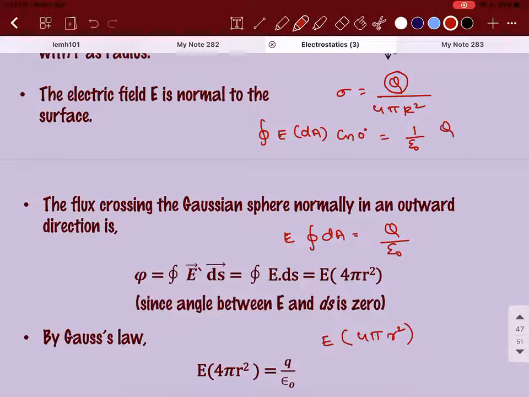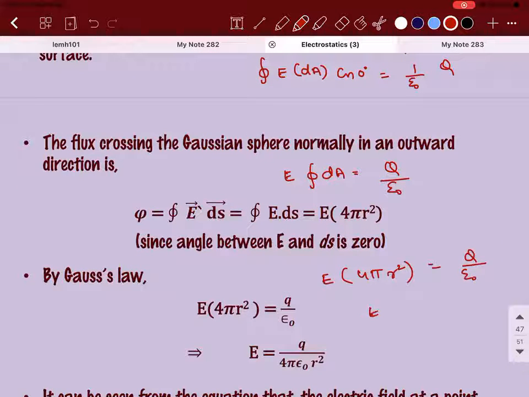Right. So E into 4 pi r square is equal to Q divided by epsilon naught. So E will be equal to capital Q divided by 4 pi epsilon naught small r square. Accepted. So this is going to be the value of the electric field outside the spherical shell. At a distance of how much? At a distance of small r from where? From the center of the spherical shell. So Q divided by 4 pi epsilon naught r square. Is it clear?